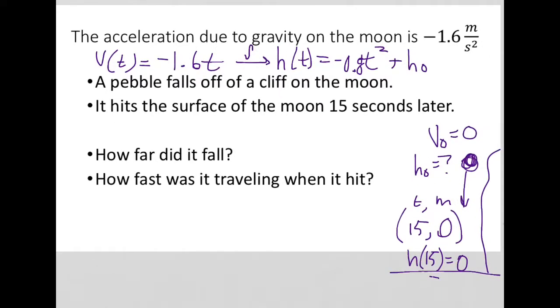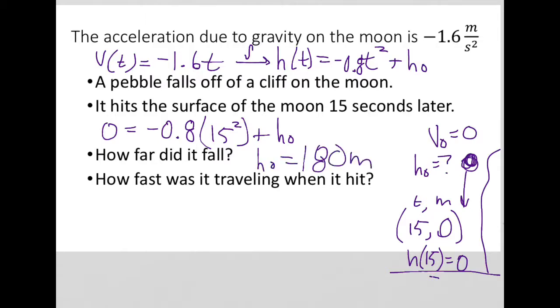And so, what do we know? Well, we know that the height is 0 after 15 seconds, so 0 equals negative 0.8 times 15 squared, plus our initial height. So we can solve this equation for our initial height to determine that the initial height was 180 meters, just by plugging those numbers in.